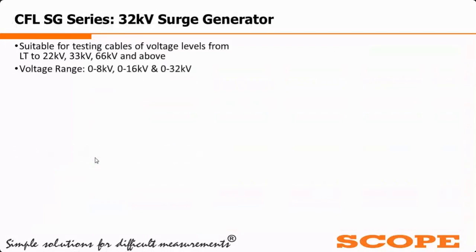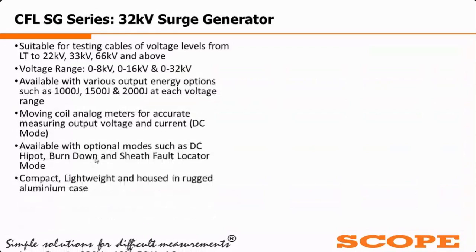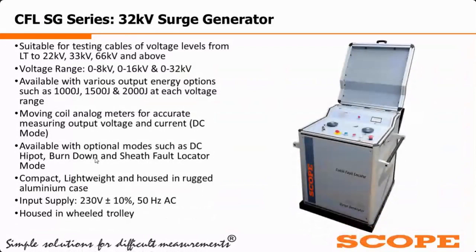The next one is the 32 kV surge generator. Scope is also offering the 32 kV surge generator with 1000 joule, 1500 and 2000 joules of energy options, in which it will offer three voltage ranges of 0 to 8 kV, 0 to 16 kV and 0 to 32 kV. The 32 kV surge generator also has optional modes like DC hipot, DC burn down and sheath fault locator mode.